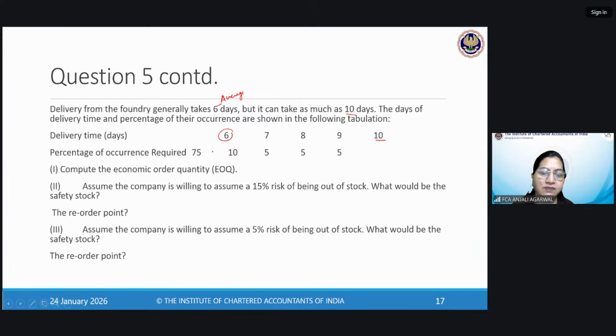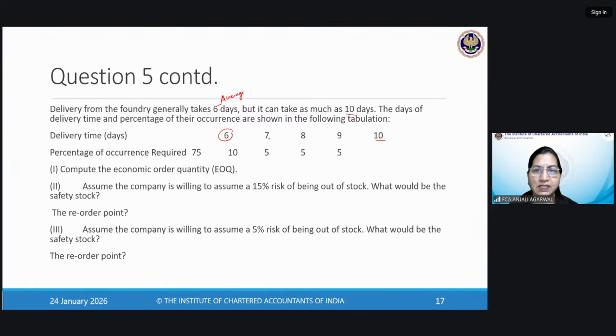ICAI illustration 7 is also almost the same. Ma'am, sound not okay. You can't hear me? Okay. Maybe in between then. There might be some problem.